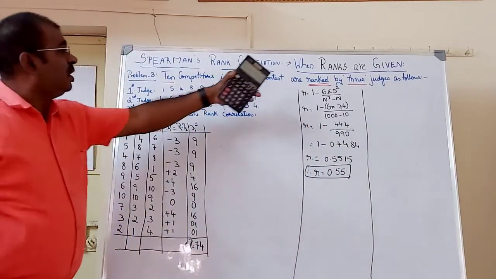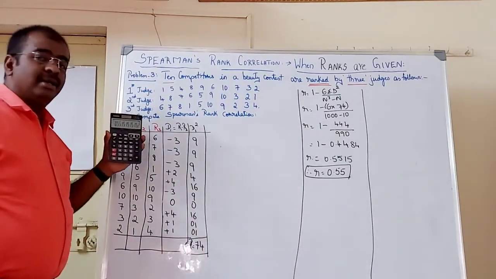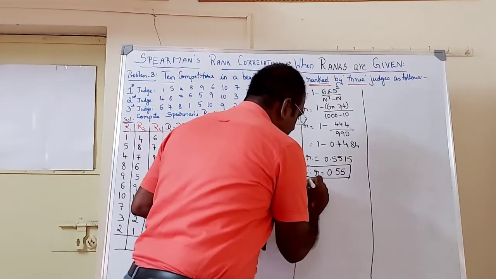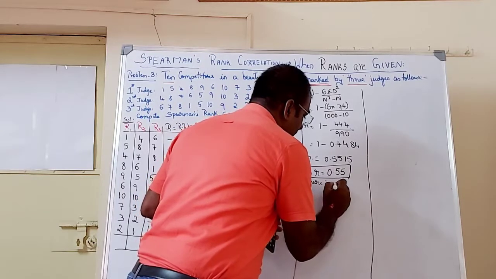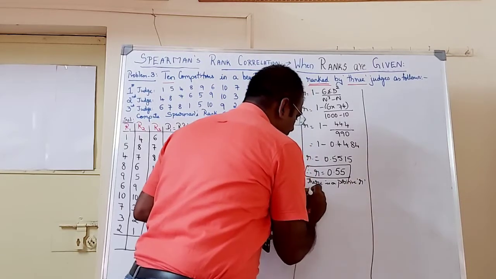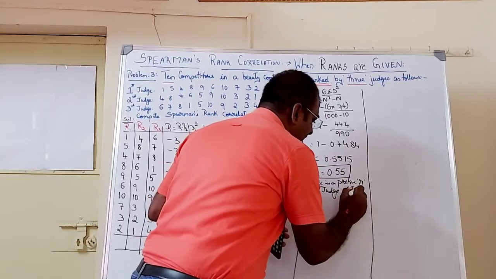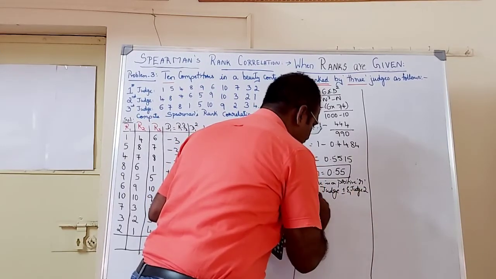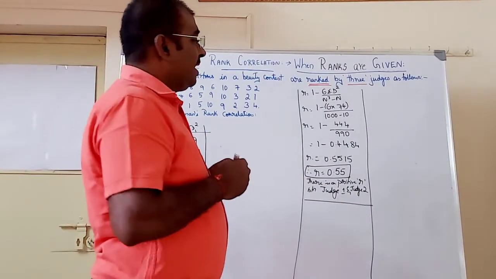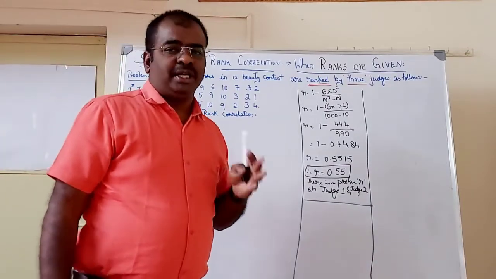Therefore, the rank correlation between judge 1 and judge 2 is 0.55. This is a positive correlation between judge 1 and judge 2. So this is what we can conclude by comparing judge 1 and judge 2's correlation coefficients.